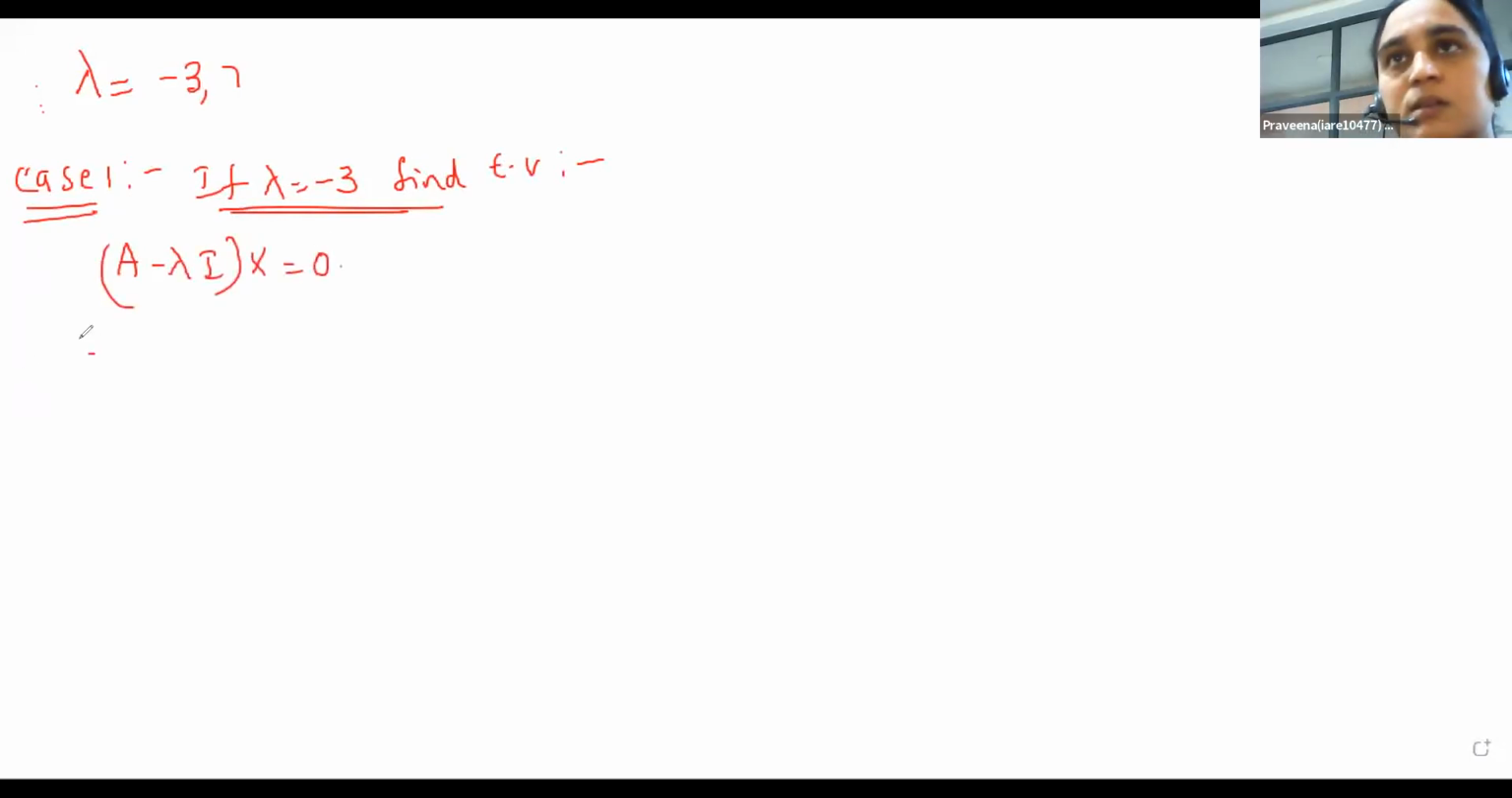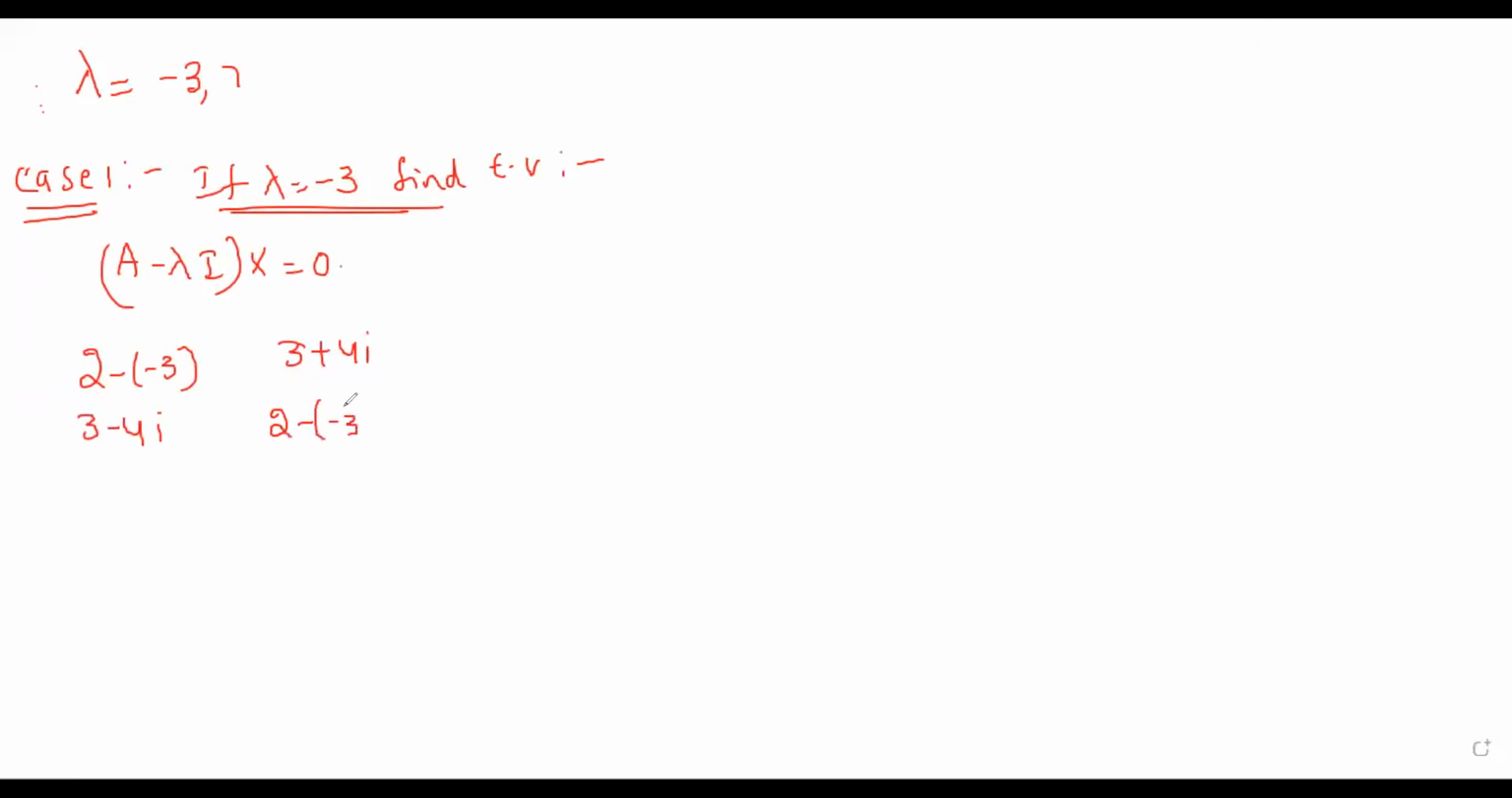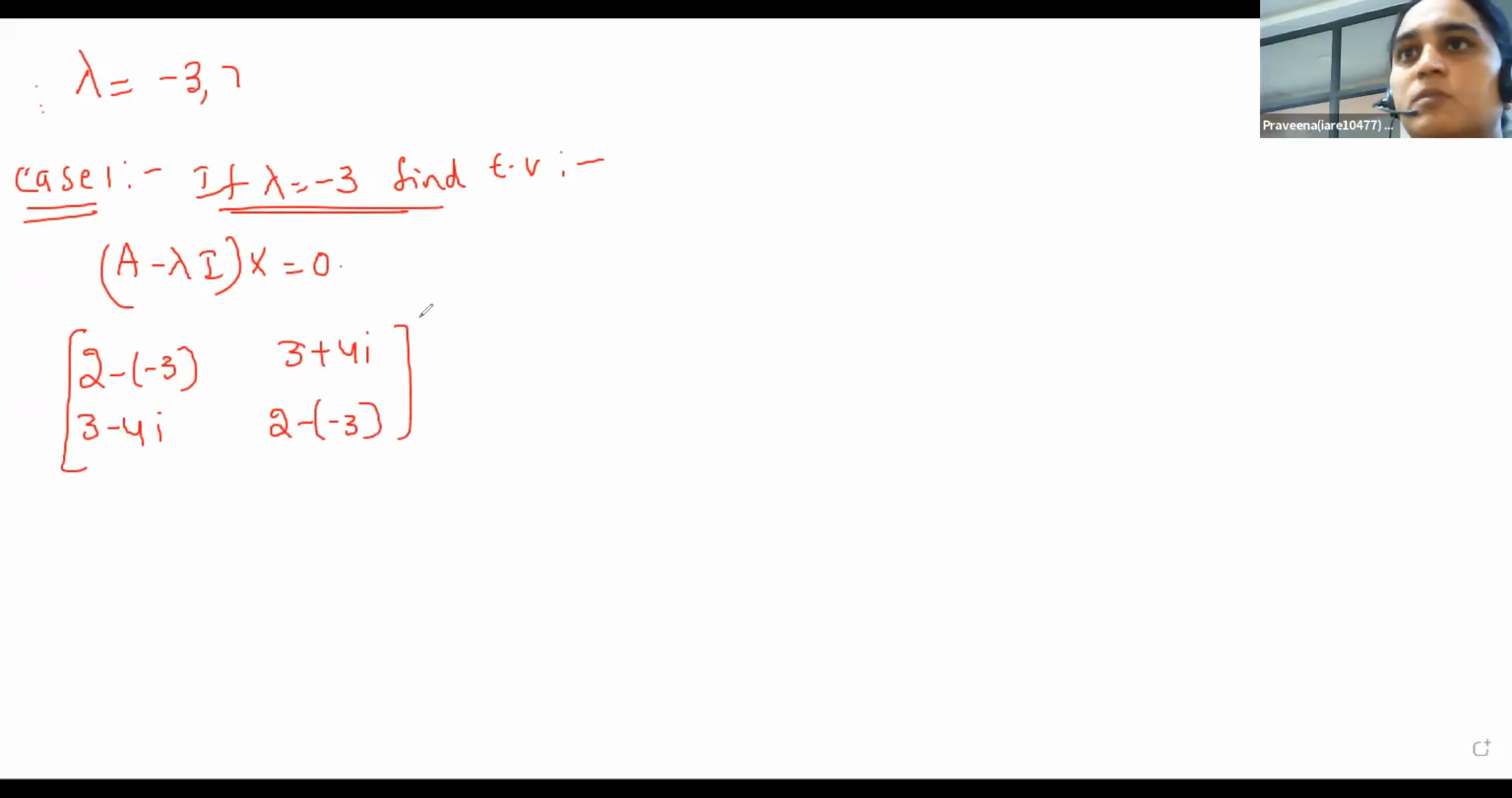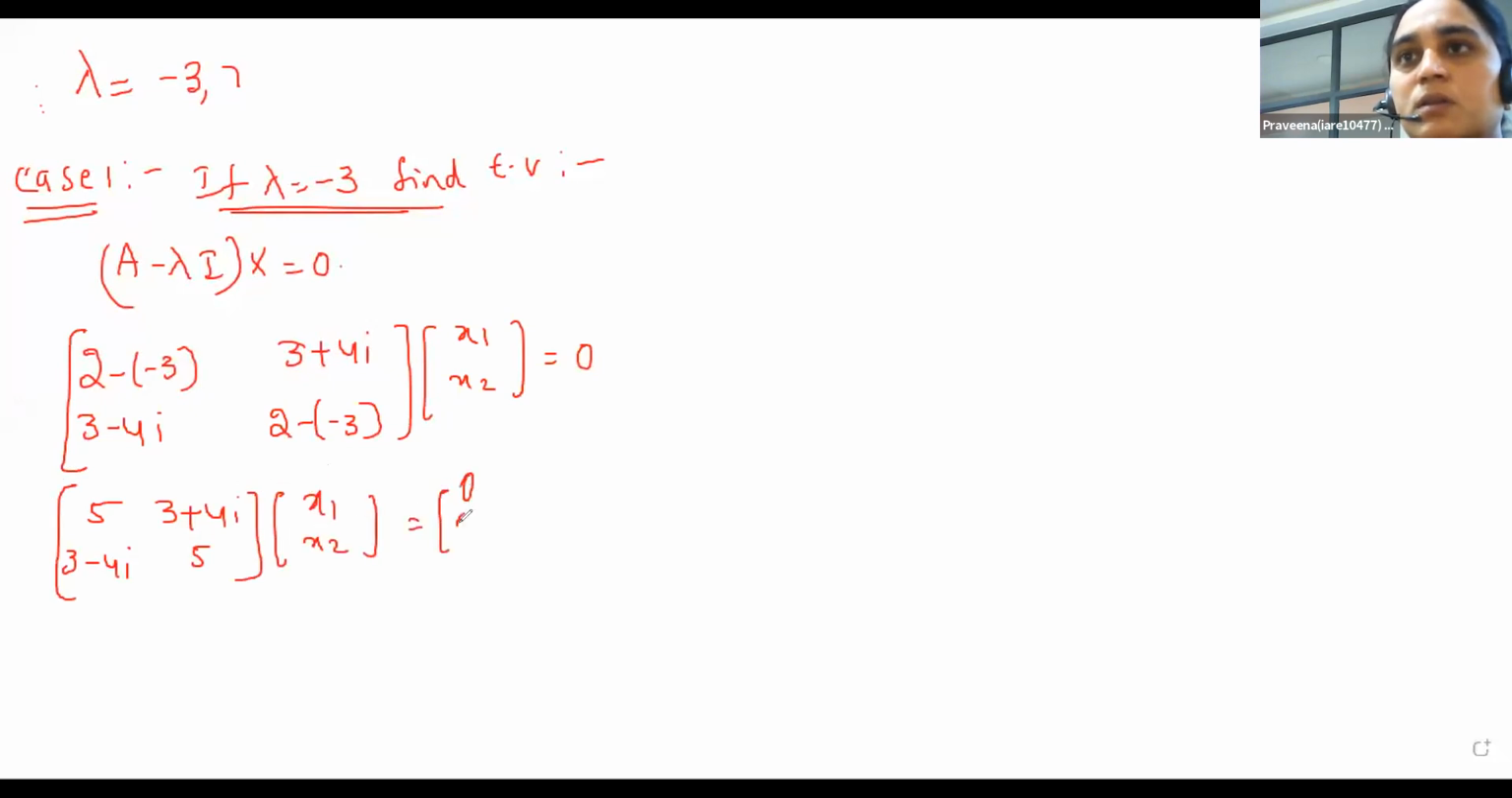Tell me the matrix here. 2 minus of -3, 3 plus 4i. Next 3 minus 4i, 2 minus of -3, into x1 x2 equal to 0. That is 5, 3 plus 4i, 3 minus 4i, 5, into x1 x2 is 0. Now apply the row operation: R2 changes to 5R2 minus 3R1.